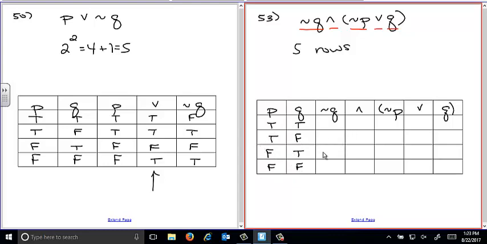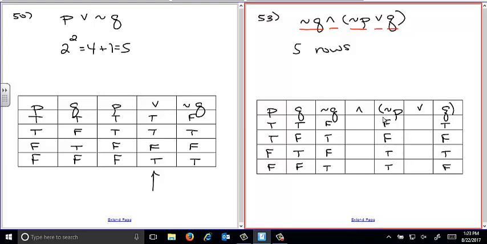Okay, now we're going to fill in these 3 columns next. So Q is true, false, so therefore not Q is false, true. The negation of P, or not P, is false, false, true, true. Instead of true, true, false, false, that's opposite. And then Q, we just copy Q, which is alternating trues and falses.